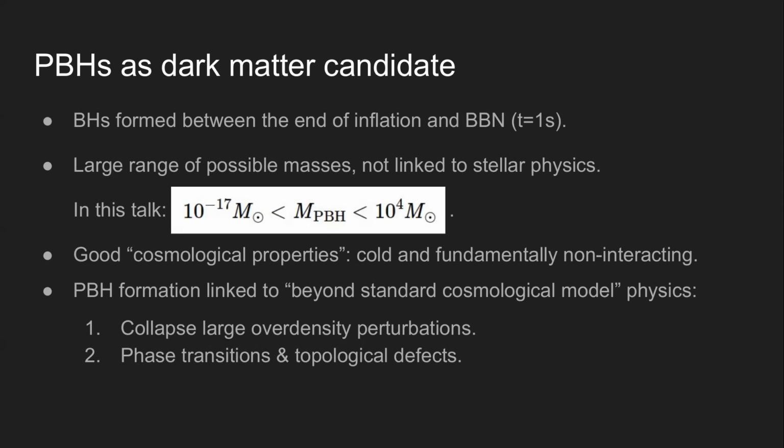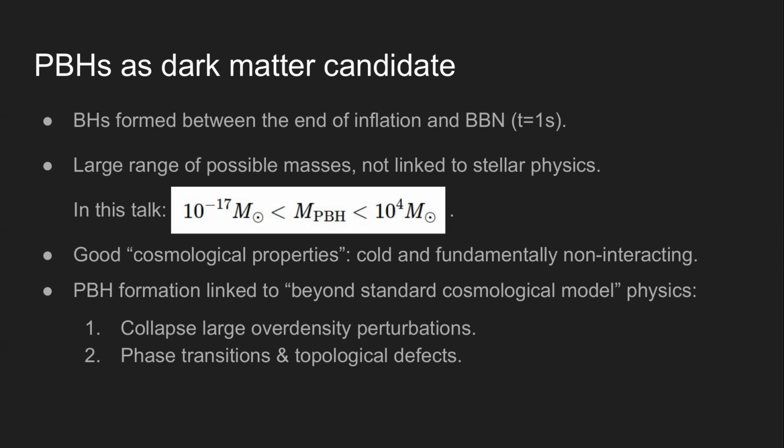An interesting fact is that these black holes have all the right cosmological properties to be a good dark matter candidate. They are cold, in the sense of non-relativistic, they are non-interacting, and they are there since the beginning of the universe. Especially by the time of the CMB, they are already there.